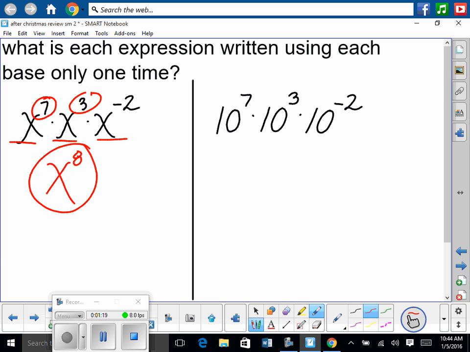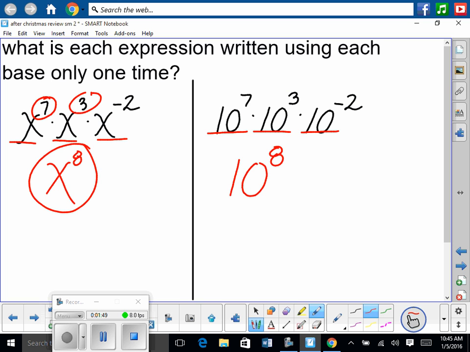Very good. Questions? Let's do another one. 10 to the 7th times 10 to the 3rd times 10 to the negative 2. Do we have the same base? Does the base change ever? Did our base change here? No. So does our base change ever? No. So what's our base? 10. And we were multiplying base 10. So what do we do with the exponents? Add. So 7 plus 3 minus 2 again is 8. So 10 to the 8th.